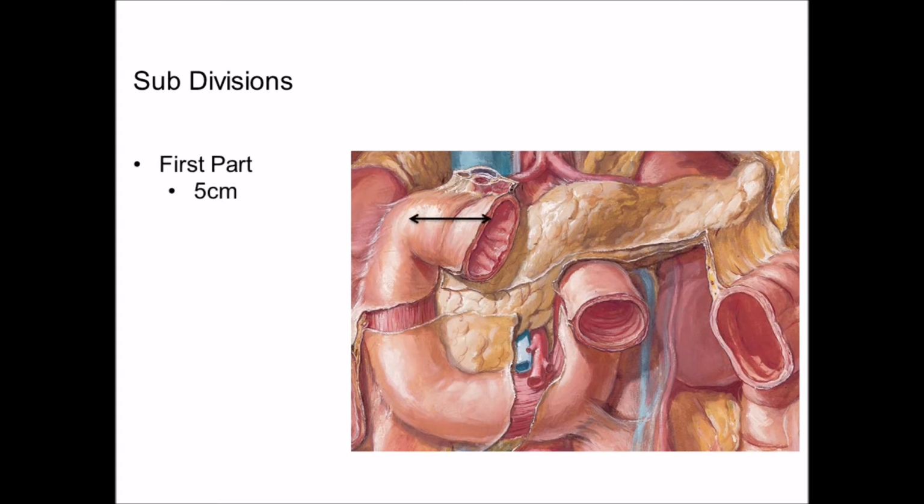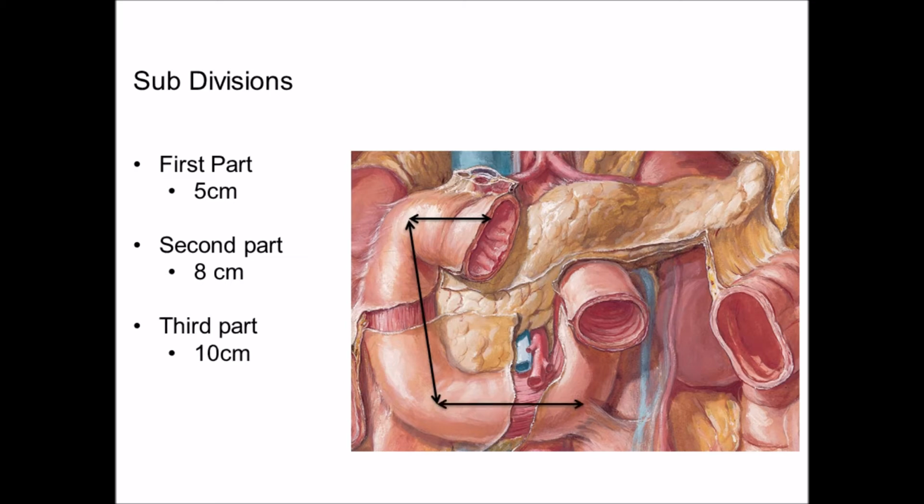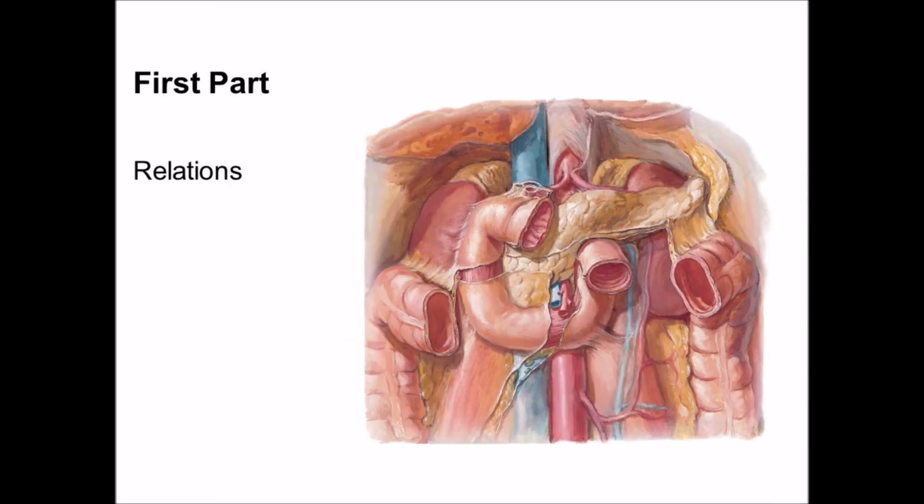The first part, which is the upper part, is 5 centimeter. The second part, which is the vertical part, is 8 centimeter long. The third part or the horizontal part is 10 centimeter long, and the fourth part or ascending part is 2.5 centimeter long. The first part starts from pyloric orifice of stomach to superior duodenal flexure.